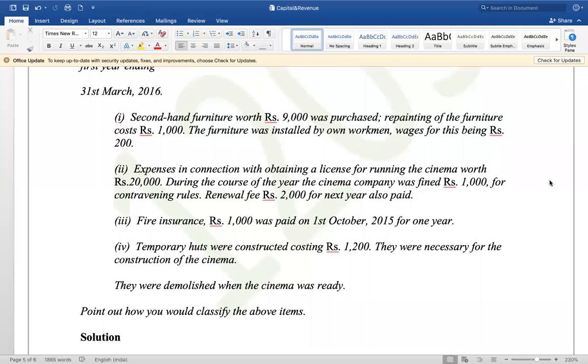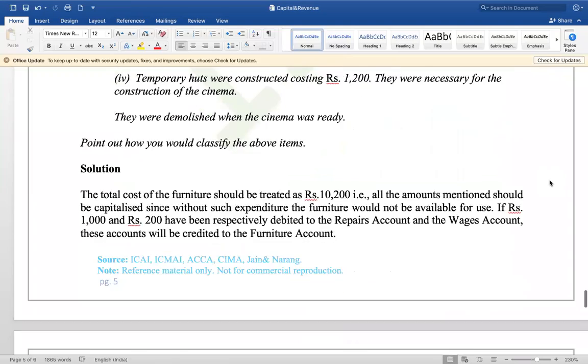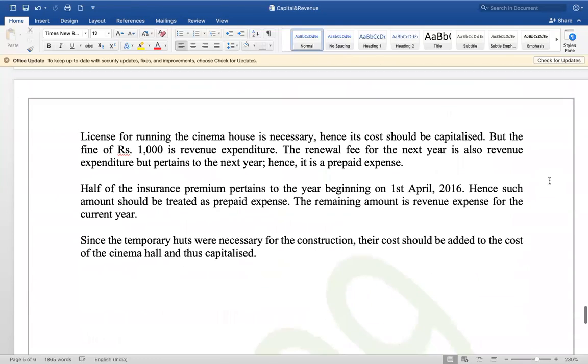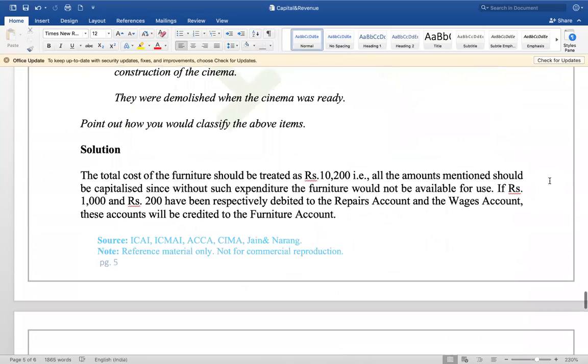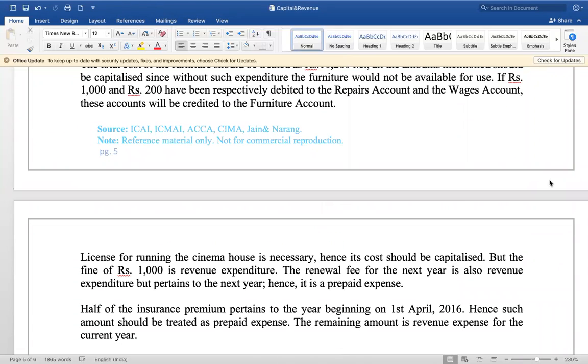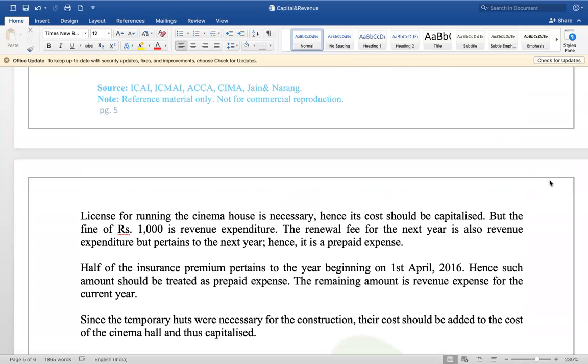Revenue expenditure. Okay. And renewal fee of 2,000. That's for license, right, sir? Yeah, for license. That will also come into capital, sir. Okay, let's check it. Number 2. Or it's repeated every year, sir, so it might be revenue. Might, I don't know.